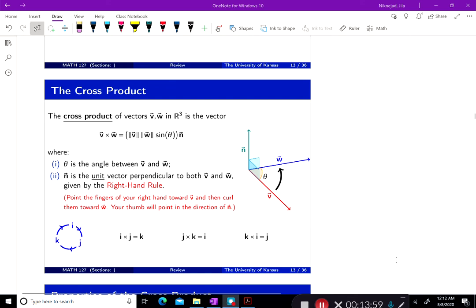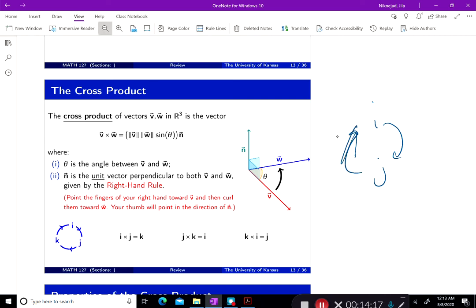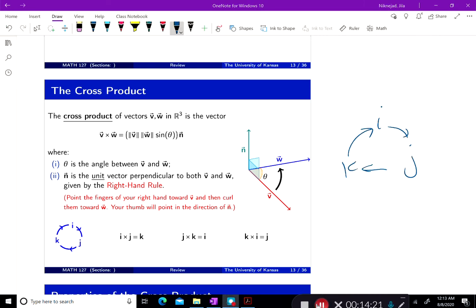In terms of the basis for R3, this is the circular motion, so you start from I, then J, then K. If you multiply I first, then J, then you get K. I and J and K are always the unit vectors that make the basis, and so J cross K is going to give you I, then K cross I is going to give you J.